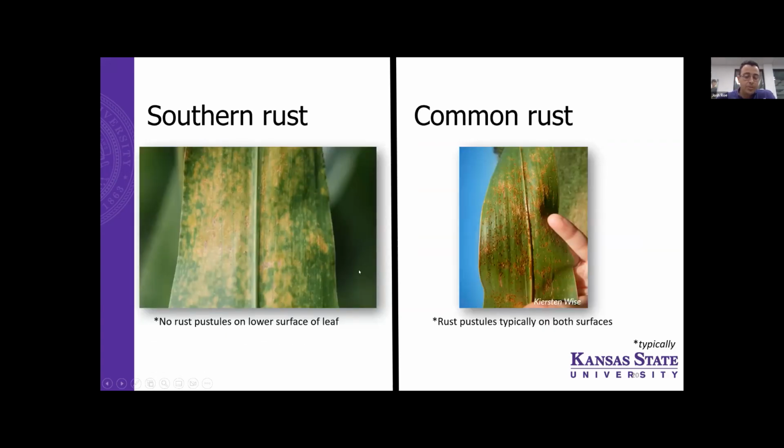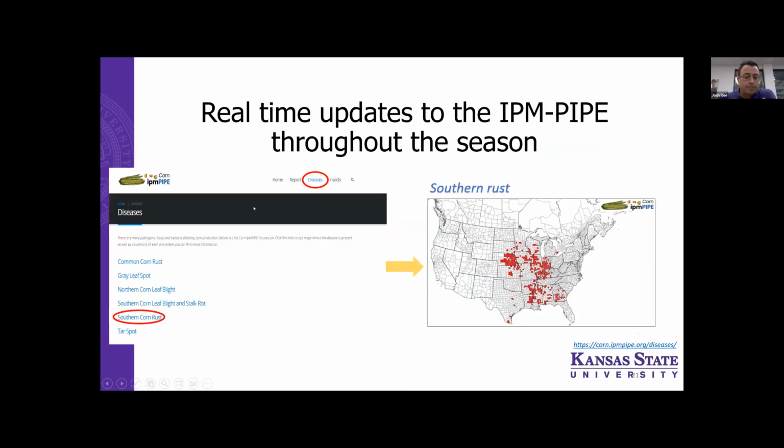Another way to differentiate these two rusts is that southern rust typically will not produce spores on the bottom of the leaf, and common rust is on both sides, right? So if you're considering a fungicide application, just make sure that what you have is southern rust. It's the one that we would be considering a potential fungicide application for, just to protect that yield, depending on when it arrives in Kansas.